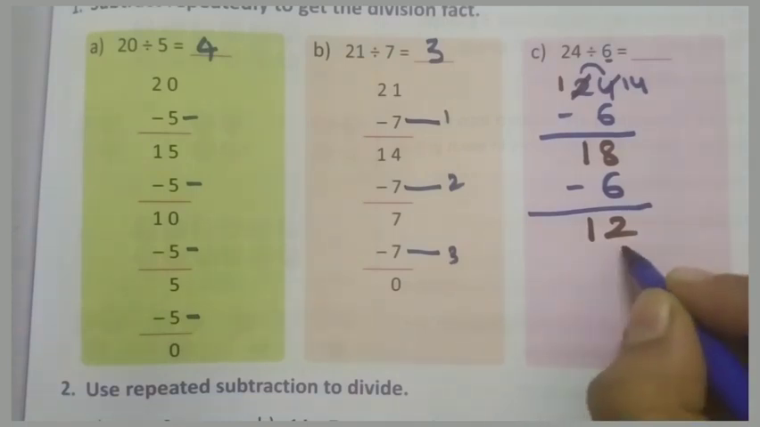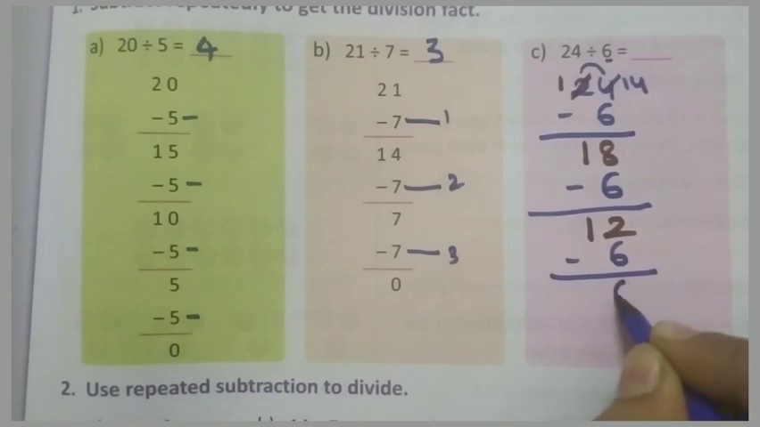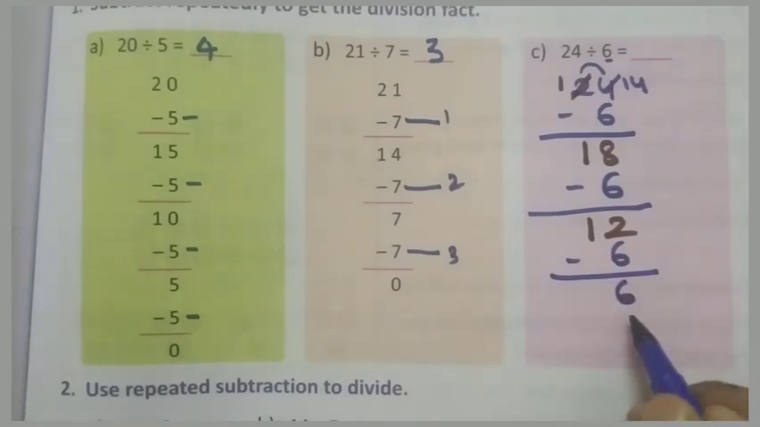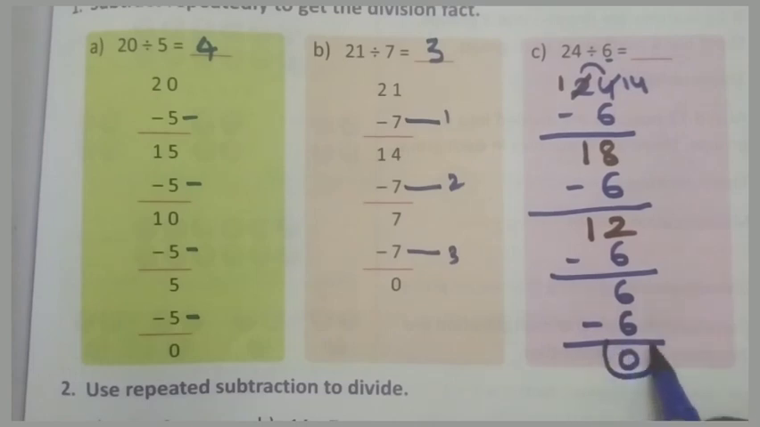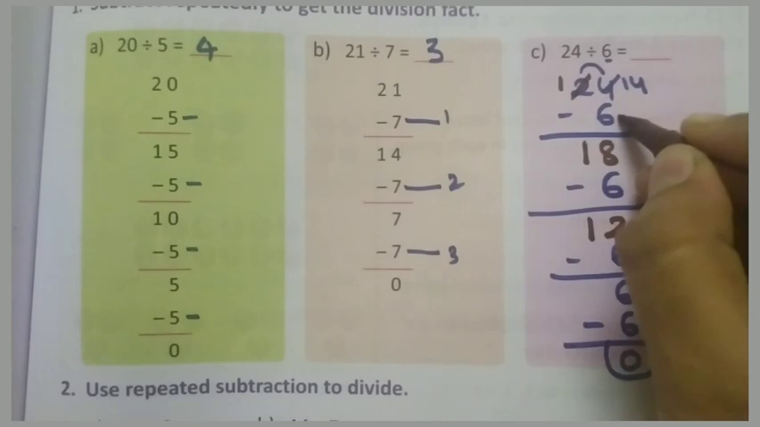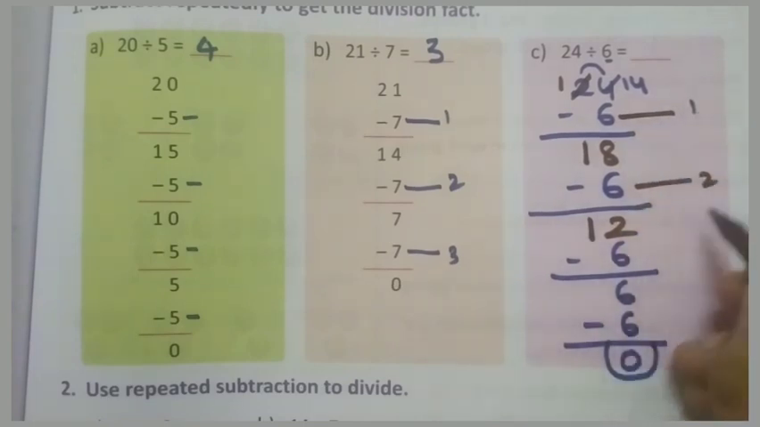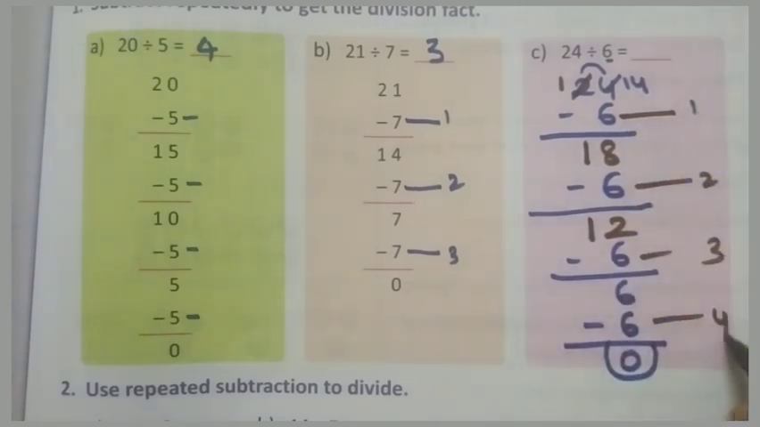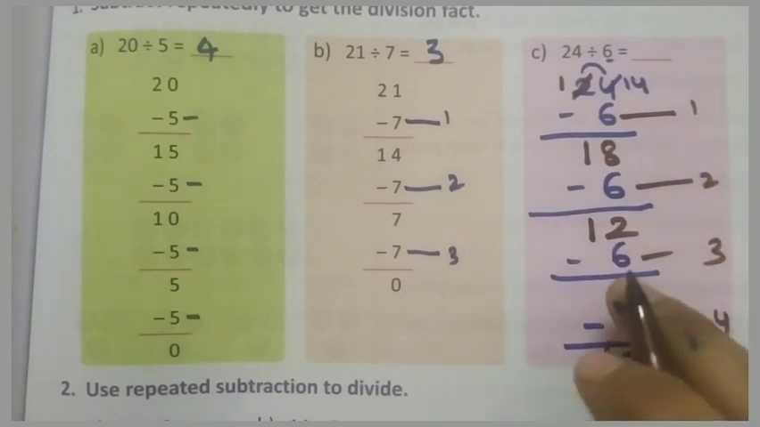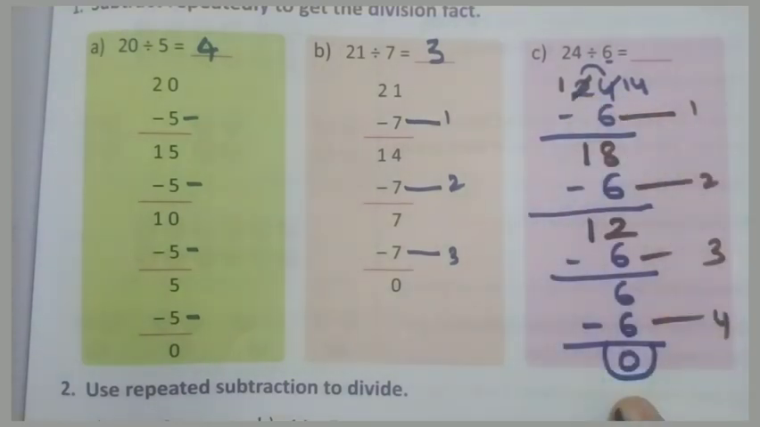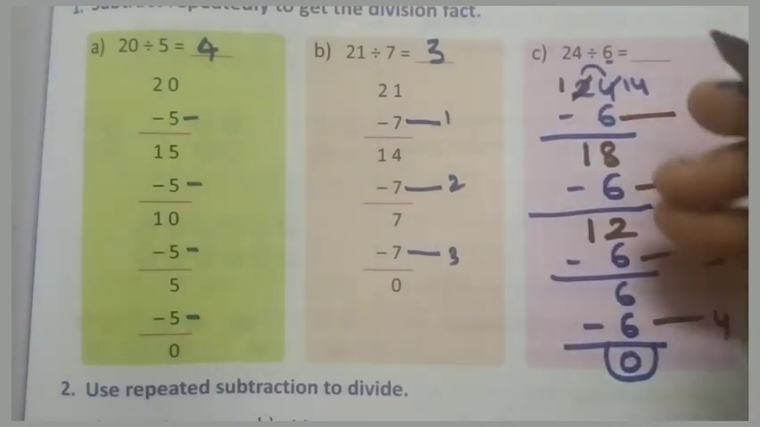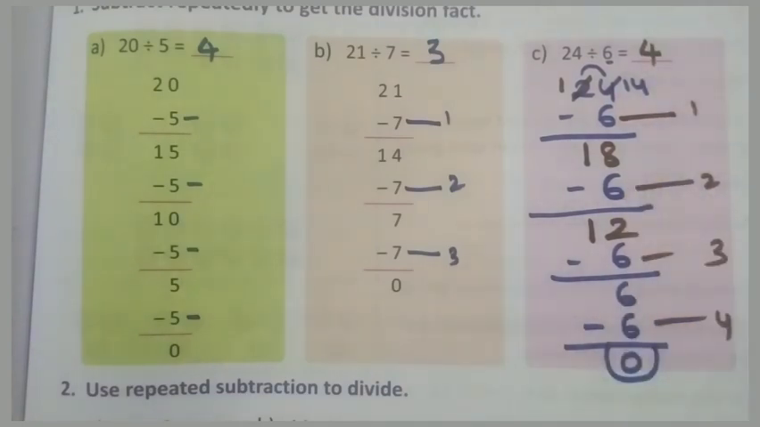Now again we have to subtract 6. 12 minus 6 is 6. And again we have to subtract 6. 6 minus 6 is 0. We got 0. Up to here we have to stop the problem. Now count this. 1, 2, 3, 4. How many times have we subtracted 6 from 24 to get 0? 4 times. So the answer is 4.